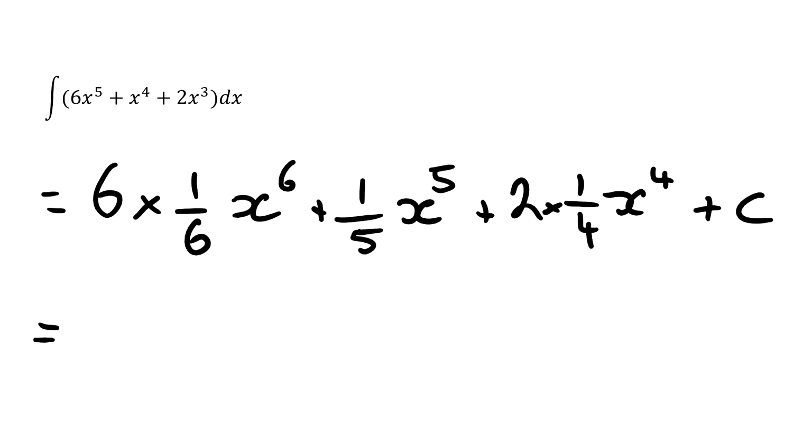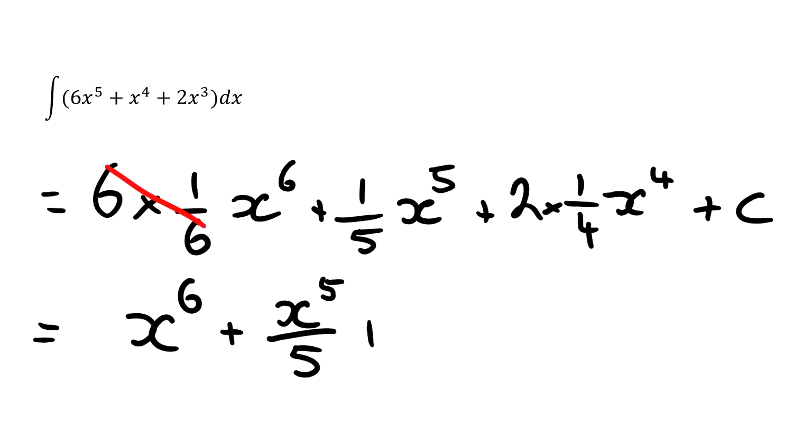Now we look at simplifying it. 6 times 1 over 6 essentially cancels out, so we get here x to the power of 6 plus 1 over 5, x to the power of 5 can be simplified to x to the power of 5 over 5. 2 times 1 over 4 becomes 1 over 2, so we get x to the power of 4 over 2 plus c. Got to remember that c.